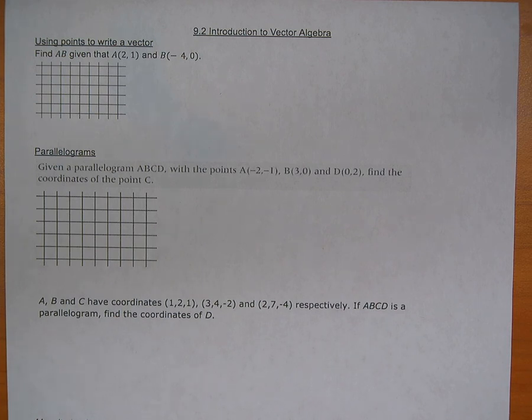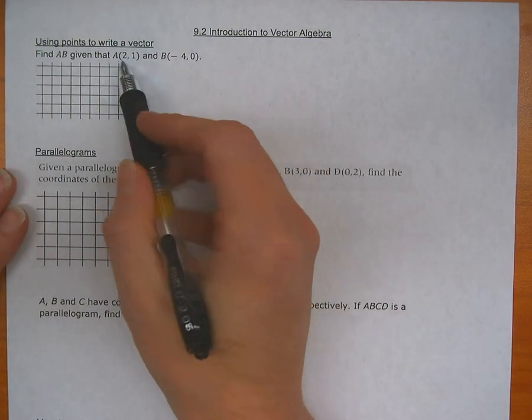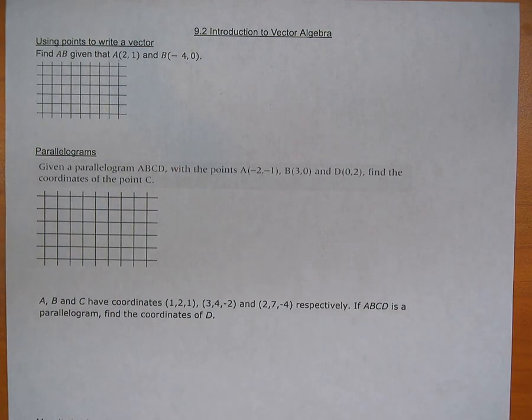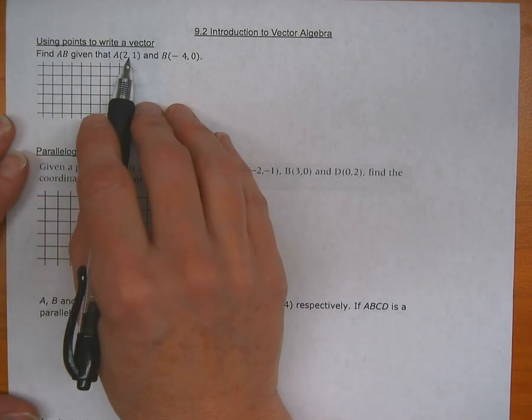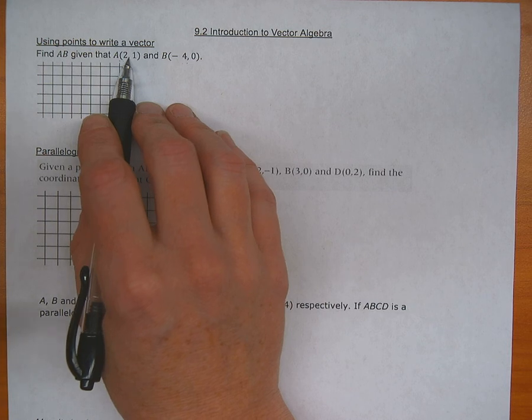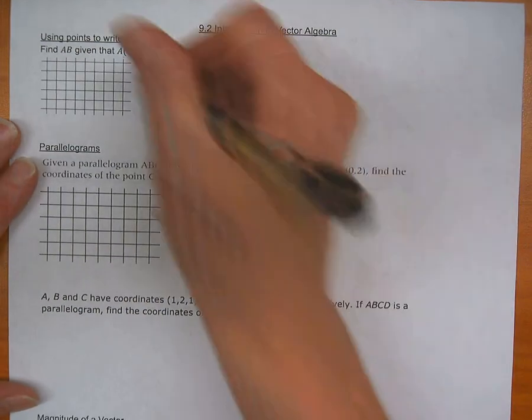So one way that we referred to vectors in the last video, in the last couple, was by the starting point and the ending point, the initial point and the terminal point. And if we want to find vector AB, but they're giving us the initial point and terminal point, what we can do is we can graph them. That's one way of doing this.